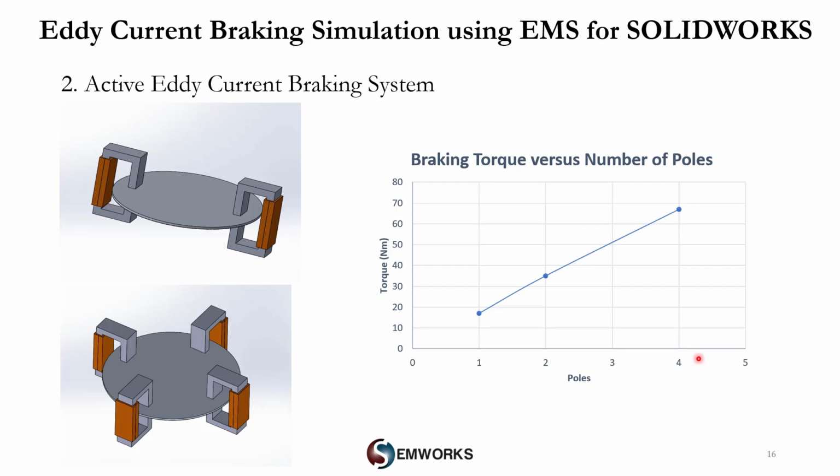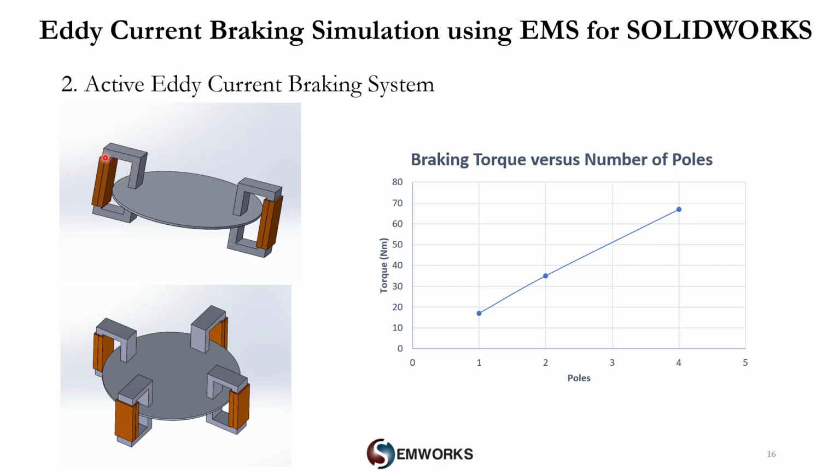So we saw how the current can affect the braking torque, but now what if we change the number of poles? That's another question that EMS can help to answer. Using the SolidWorks pattern feature, we can easily vary the number of poles. In the previous simulation, we had one pole. Here we have two poles.